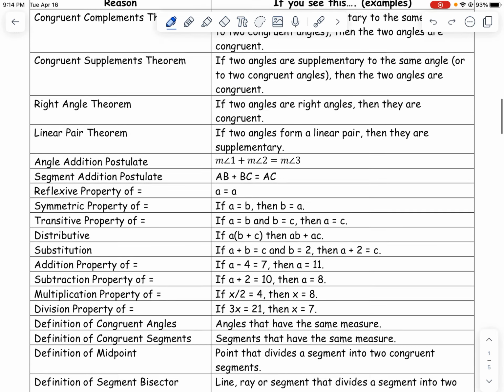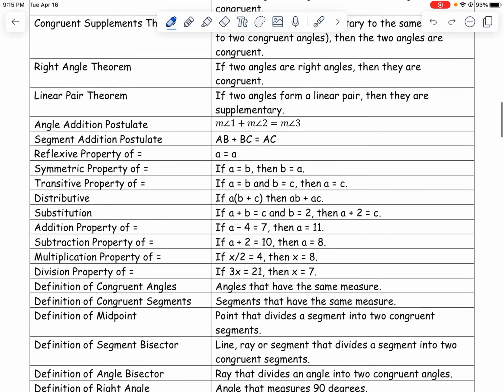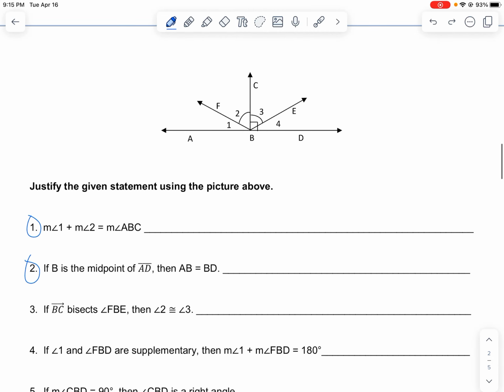Well, there's actually a name for that, and it's the angle addition postulate, right? If you've got two angles, you can combine them and make the big angle. So we're going to write that down. The angle addition postulate.